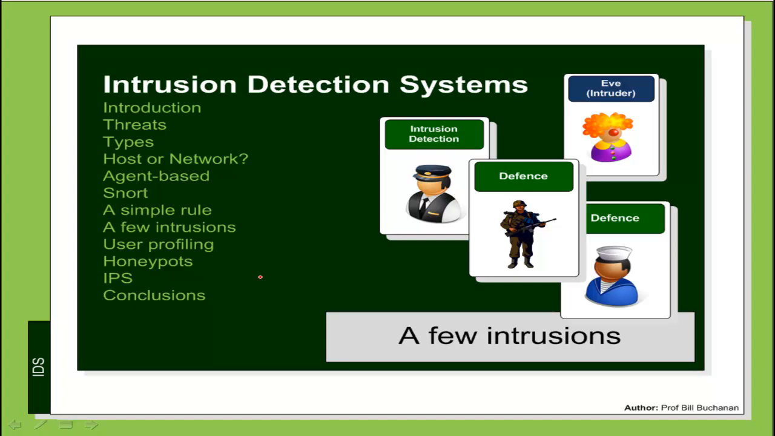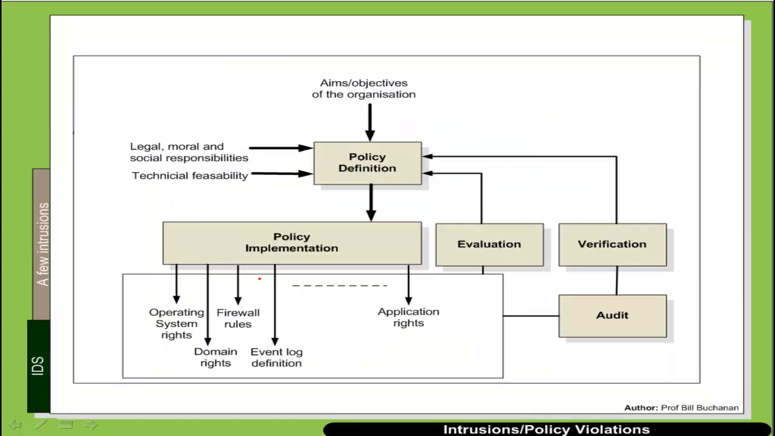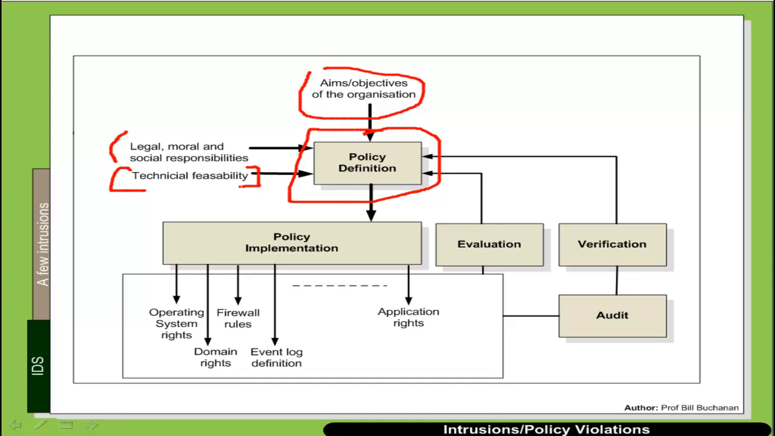Next, let's look at a few intrusions and how Snort can detect them. A key element for an organisation is to define a policy, and that involves looking at the aims and objectives of the organisation, its legal, moral and social responsibilities, and also, importantly, its technical feasibility. The policy is then implemented, and it might be in terms of operating system rights, domain rights, firewall rules, event log definition, application rights, and so on.